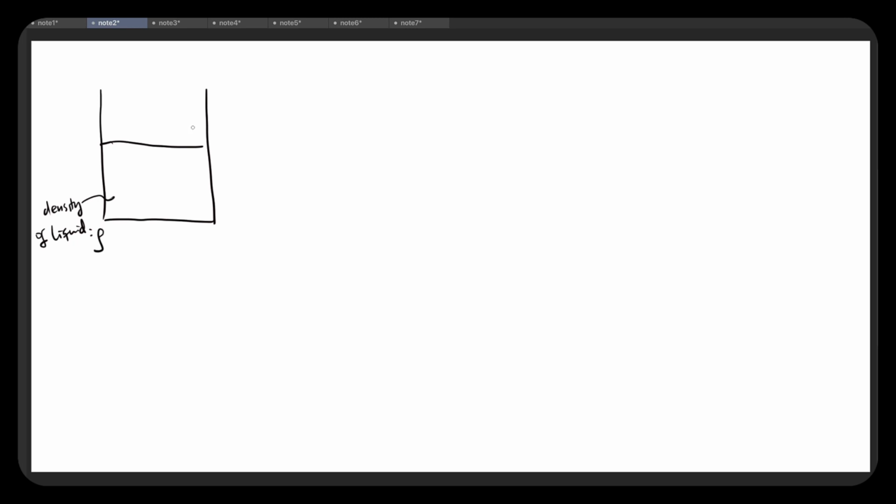Is rho. And we know at the surface of this liquid, there's 1 atm pressure, so let's call it P naught. One atmosphere. And when I think about a point here, let's say a distance d away, vertical distance away from the top, then what's the pressure here?